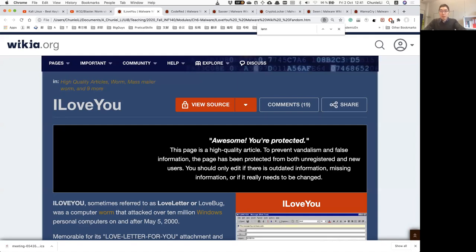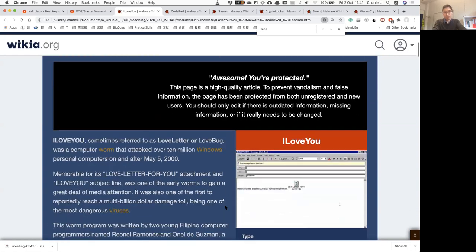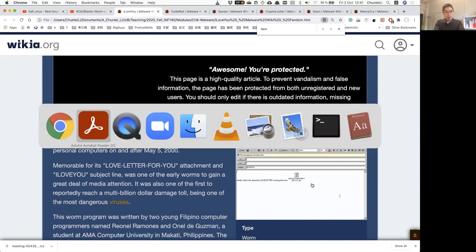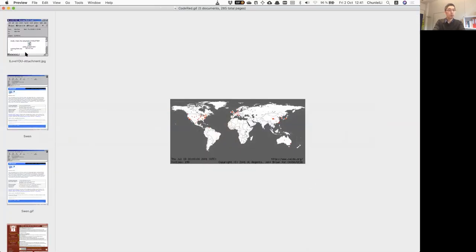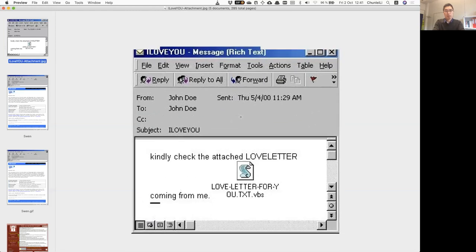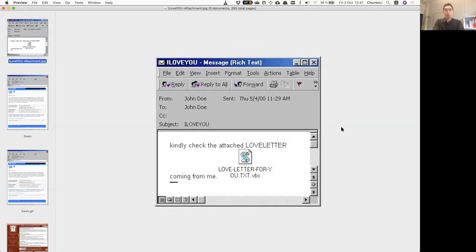First, its target is the Windows system. And it was reported that over 10 million Windows personal computers were infected by this computer worm, I Love You, after May 5th of 2000. And what it looks like is here. You cannot see it clearly, so I will switch. It's like this.